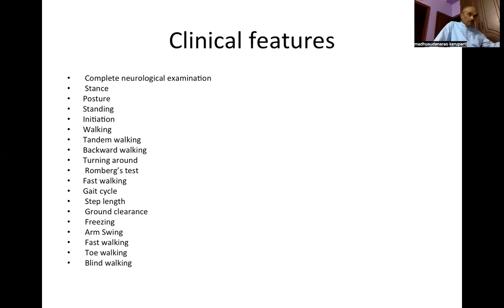Is he freezing because of the hypertonicity and the rigidity of the limbs? Look for fast walking. If he's walking fast with short steps, that is festinating gait seen in Parkinson disease. And look for toe walking and also look for blind walking. That means by eliminating the different components of the signals, you can test the site of the lesion depending upon the gait disturbance.